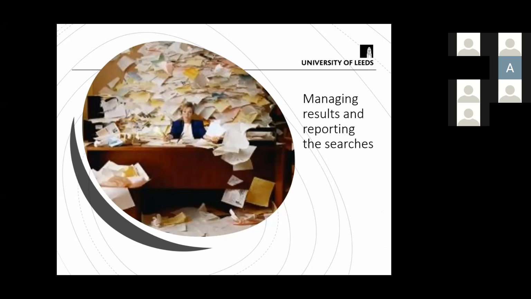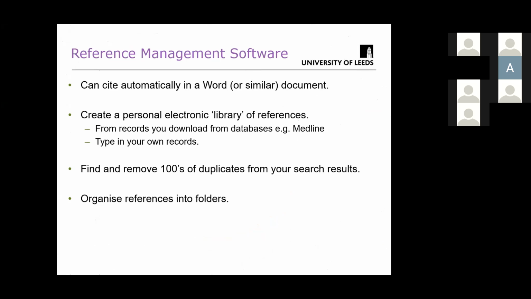Yes, thank you. Great. Okay, so we've designed a search strategy and we've found hundreds or potentially thousands of records for our systematic review. So what do we do to manage the results that we've found, and how do we report our search strategies accurately? So one of the things we use here at Leeds is reference management software. Because when we're doing a systematic review, we can find hundreds or thousands of references, and it's just too much to manage. So when we're using reference management software, it means we can put everything together in one place.